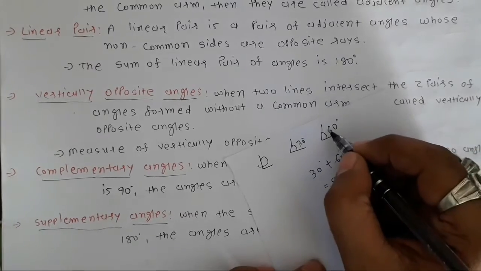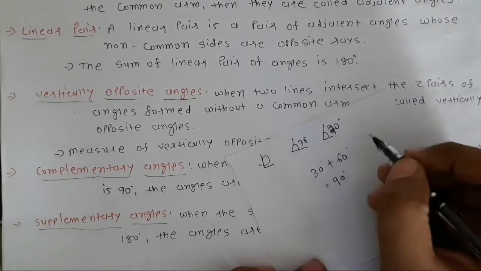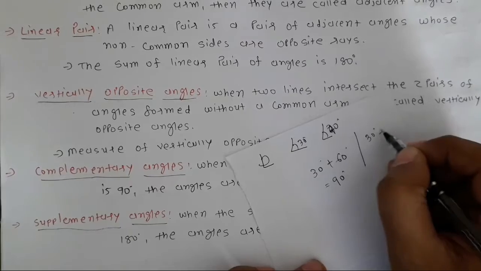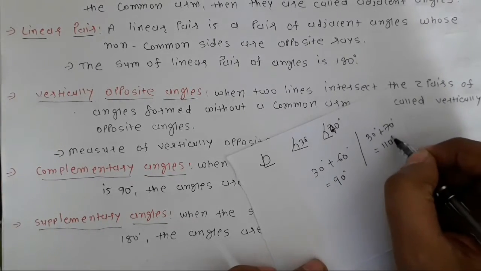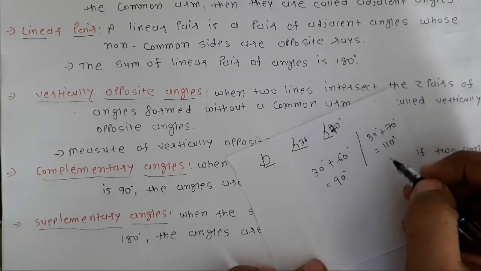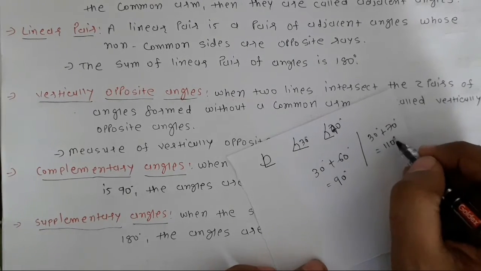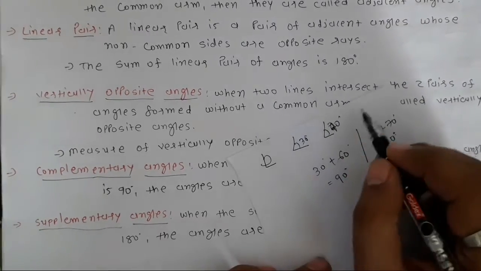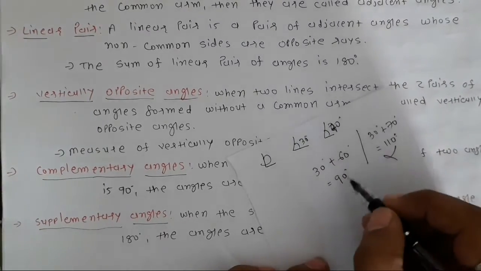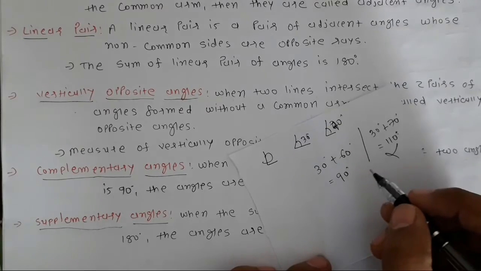For example, if here I put 70, then 30 degrees plus 70 degrees gives 110 degrees. Now 110 degrees is not equal to 90, it is more than 90. So these are not complementary angles. Whenever the sum of two angles is 90 degrees, those angles are called complementary angles.